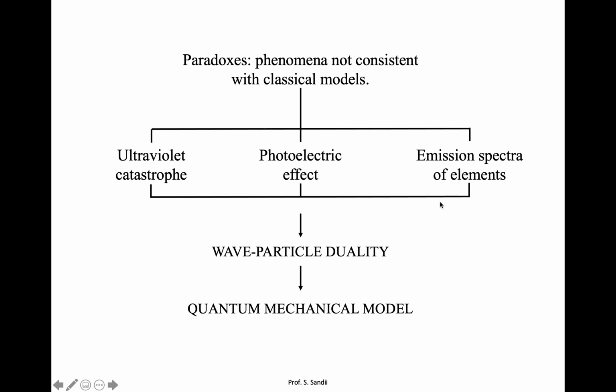And with this, we're ready to talk a little bit more about the three phenomena that I mentioned at the beginning of this video, or the one before, that were not explainable by classical mechanics, and that gave rise to a quantum mechanical model. And those are the ultraviolet catastrophe, the photoelectric effect, and the emission spectra of elements. And we're going to discuss that in the next video.